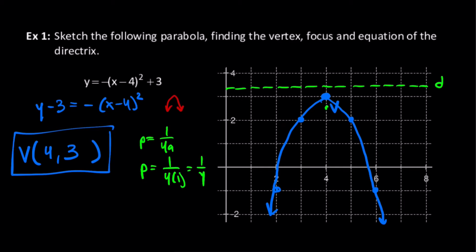And my focus will be right there. Well, what's that equation? Equation of the directrix. First of all, it's horizontal, so it's going to be y equals. And then what is that value? Well, it's going to be 1/4 above this. So that's 3 1/4.